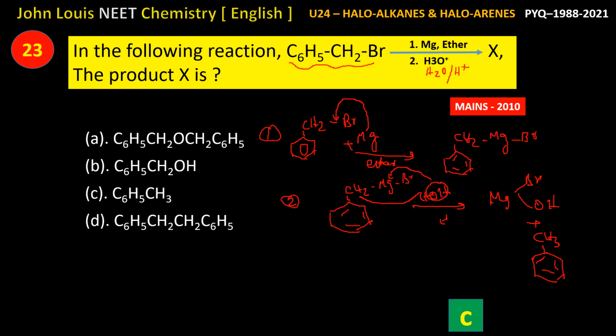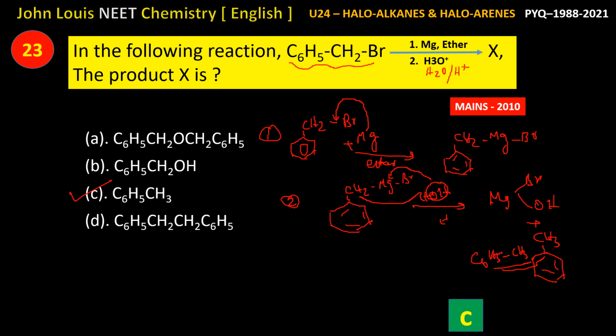So what is this formula? Here they have given it in the form of a formula. Therefore, the formula is C6H5, that is the phenyl ring, then bonded CH3. So this is nothing but toluene. So here compound C, that is option C, is the correct answer.